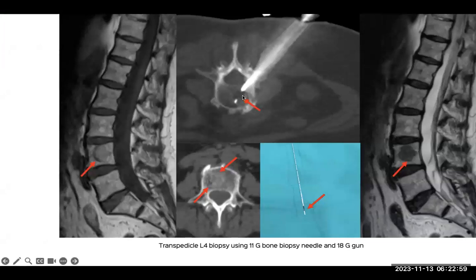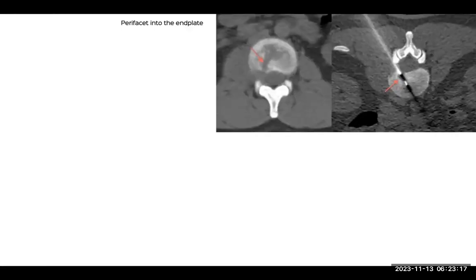This patient had metastasis from myeloma, and we actually made the diagnosis on table when we got black material coming out of this lesion in the vertebral body. But that's a transpedicular approach. Very safe because nothing comes in the way. The only thing you have is the perispinous muscle here.